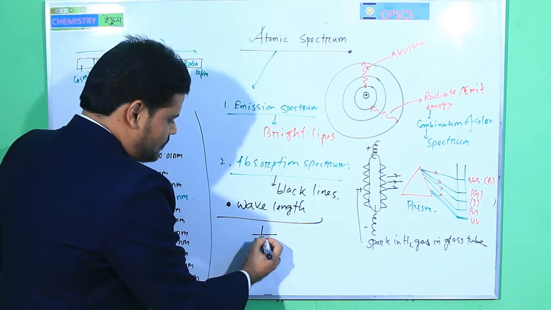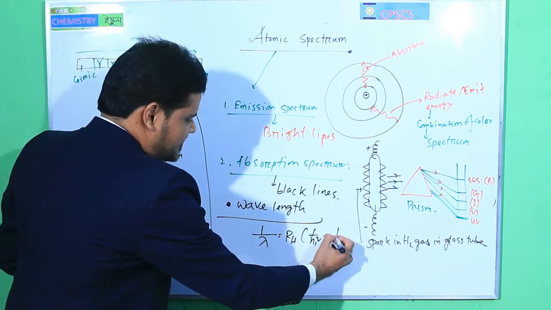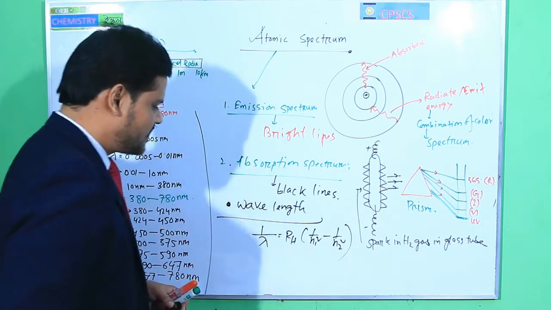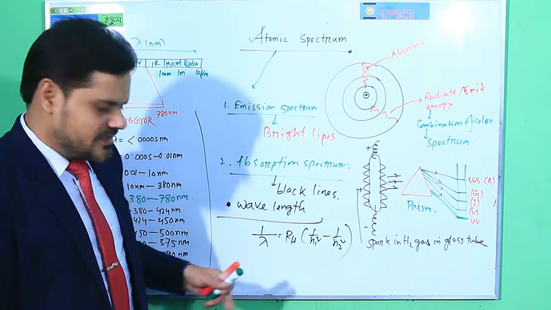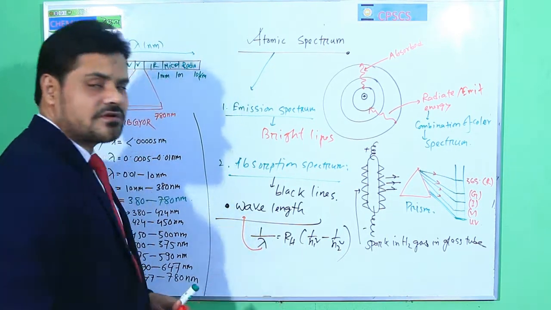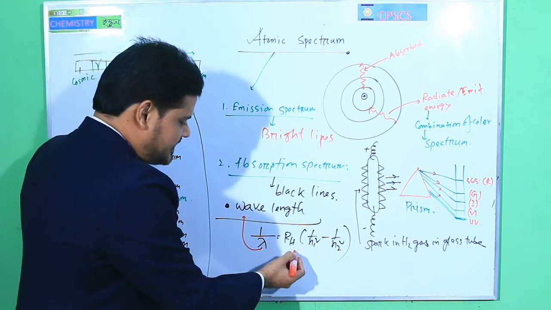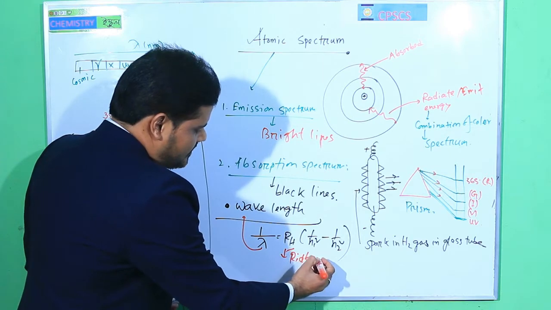This is the formula: 1 by lambda is equal to R_H times (1 by n1 square minus 1 by n2 square). Look at this, dear learners. Here lambda is the wavelength of the spectrum. R_H is the Rydberg constant.